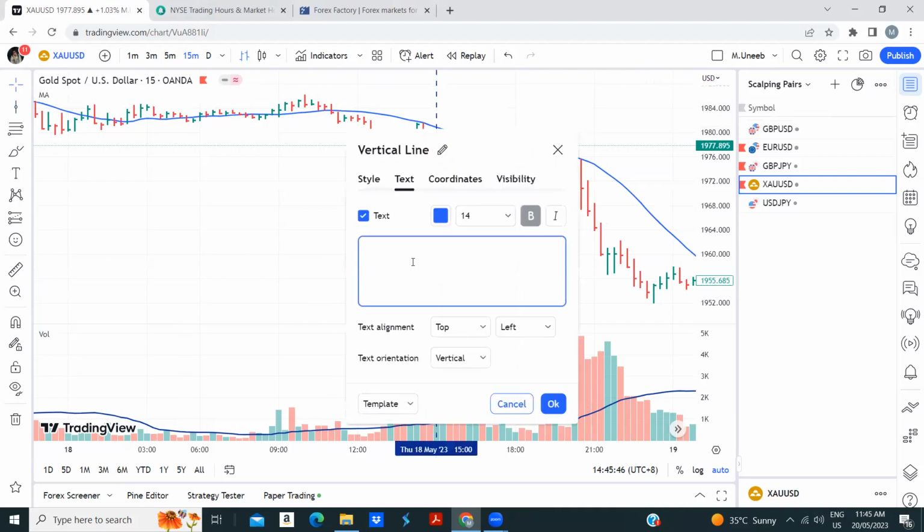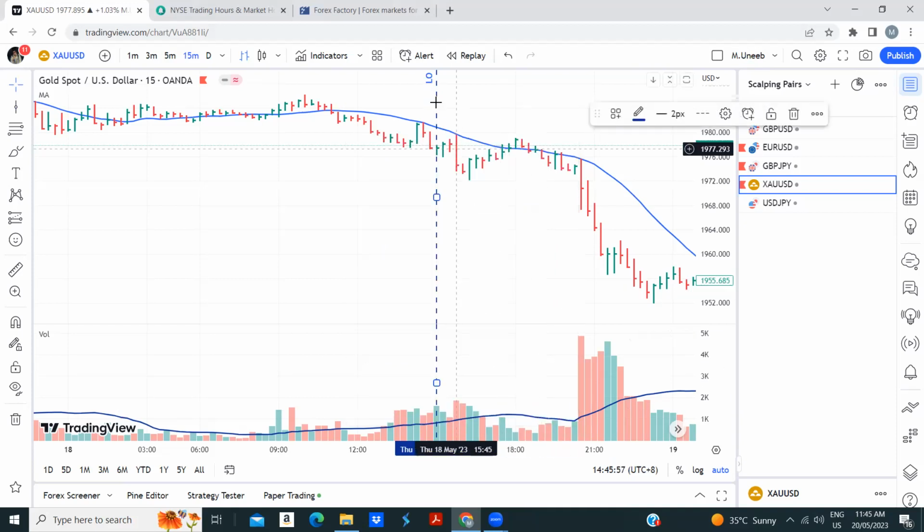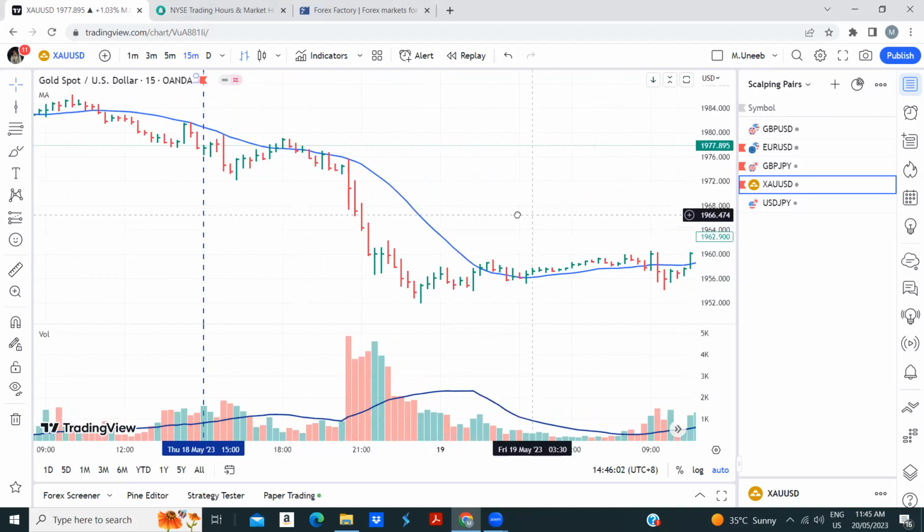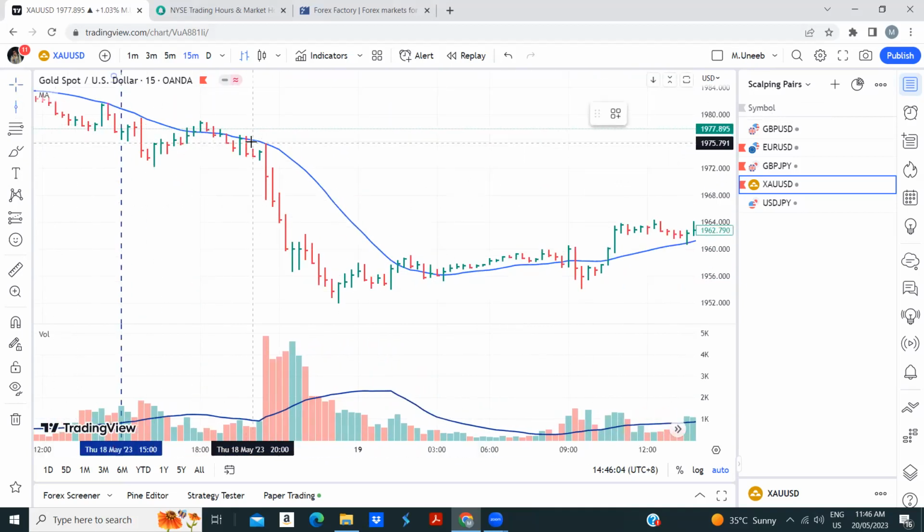So how about the New York time? The New York time would be 3 a.m. Got it? Exactly, a 12-hour difference. London Open. Okay, so we mark this London Open right over here. And then we're going to mark the NY open.